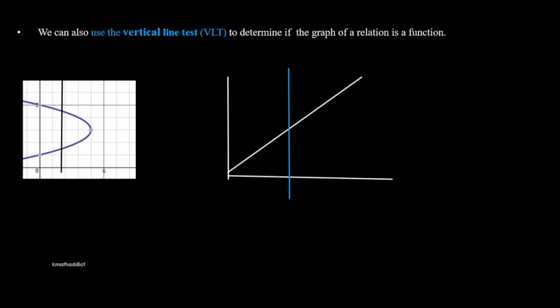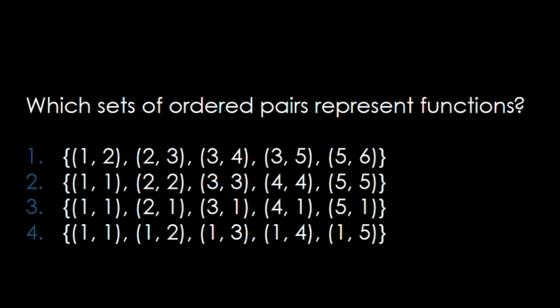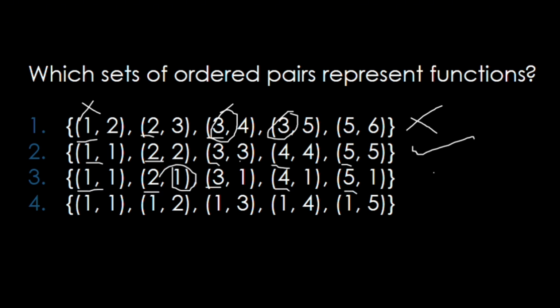Okay, let's proceed. Which set of ordered pairs represents a function? Here you are asked to show which set represents a function. The first thing you do is check the x part of it. If there's a repetition, it is not a function. But if there is no repetition, it's a function. Here you have 1, 2, 3, and this 3 and this 3 repeat, so that is not a function. You have 1, 2, 3, 4, and 5. This is a function.